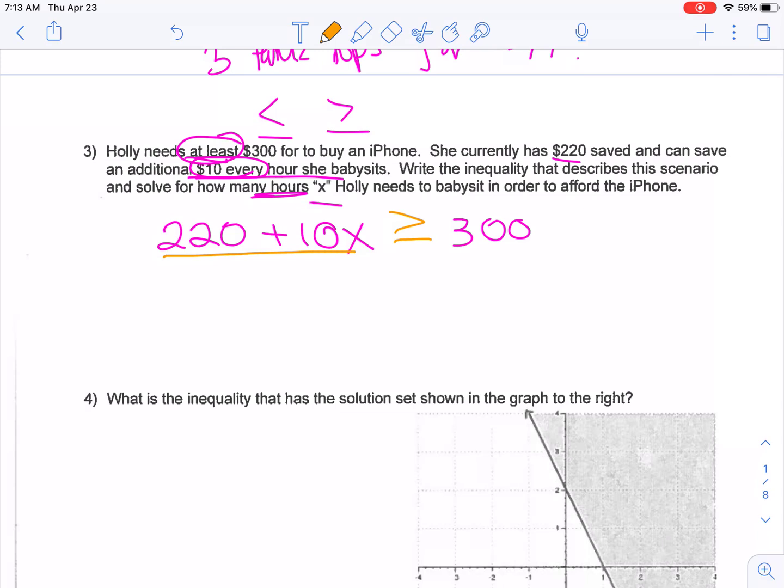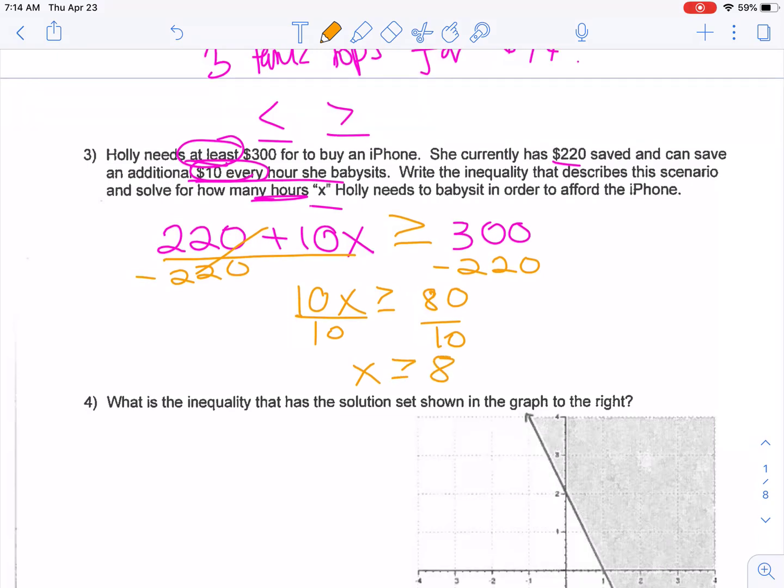Now we just need to solve for x. I'm going to subtract 220 from both sides. So I now have 10x is greater than or equal to 80. And I'm going to divide by 10. So x is greater than or equal to 8.